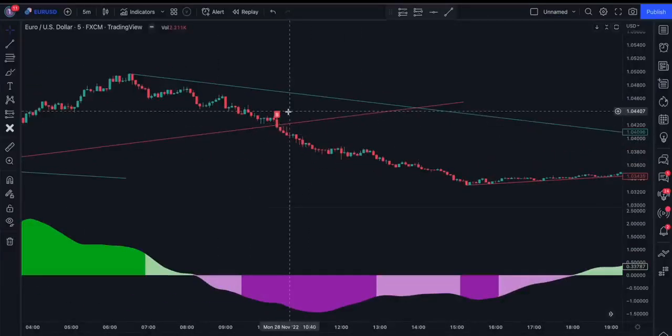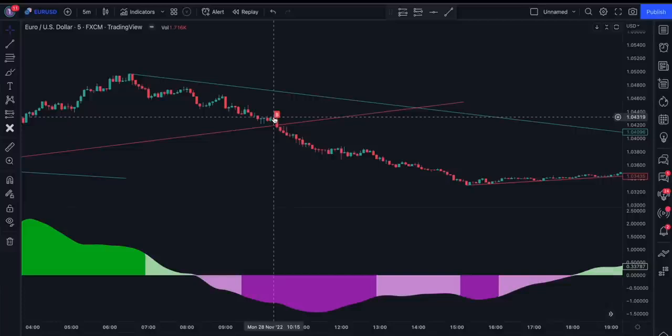This happens when the price action breaks below the lower trend line. Second, the market must form a bearish candlestick that is closed below the previous one. And the last condition is to have the trend flex indicator colored in purple.